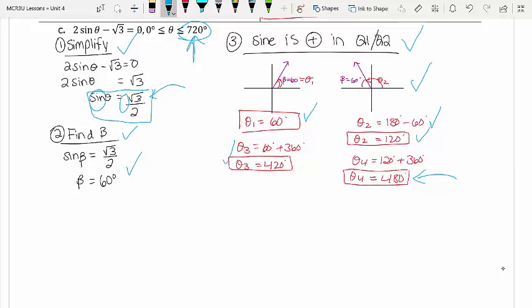Okay, you could keep adding 360 to make sure you've got them all, but you are going to realize that as soon as you add 360 to 420 or 480, you get a value bigger than 720. So you know you are finished. Okay, so for this question, there are 4 possible answers for theta.